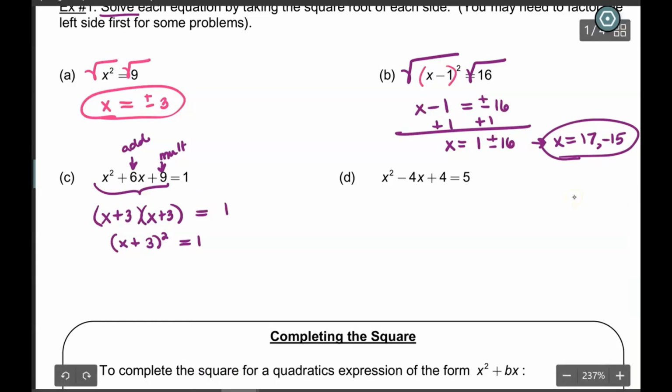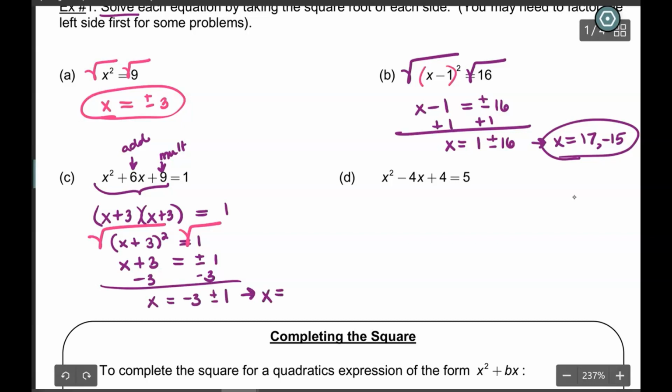Now we're not finished with this problem because I still need to solve it. So I'm going to take the square root of both sides, and I get x plus 3 equals, well, square root of 1 is plus or minus 1. So I'm going to subtract 3 from both sides. So I get negative 3 plus or minus 1. So that means I have negative 3 plus 1, so that's going to be negative 2. Or negative 3 minus 1, that's negative 4.